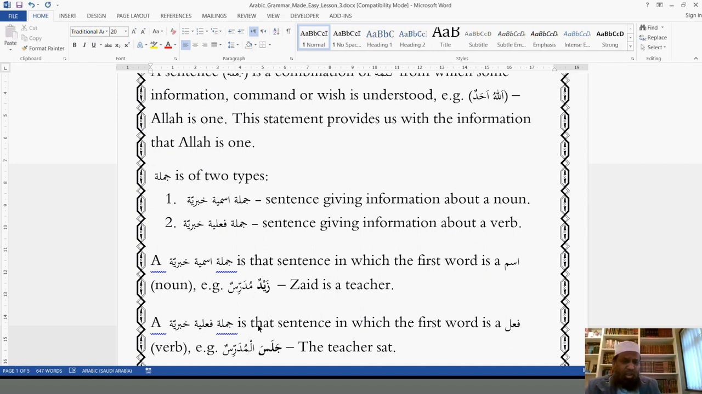There will be other jumla ismiya that don't give out information. There will be another type of jumla fi'liya that doesn't give information. For example, one of these sentences gives you a command, or another jumla gives you a wish. So those will not be called khabariya. Inshallah, we'll get into those jumlas later on. But let's do this first.